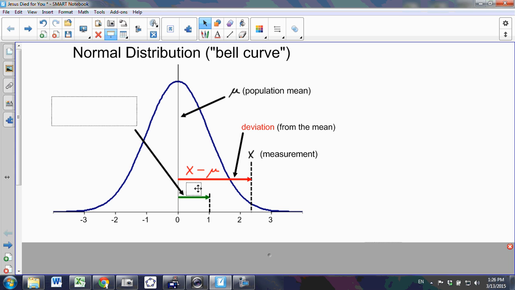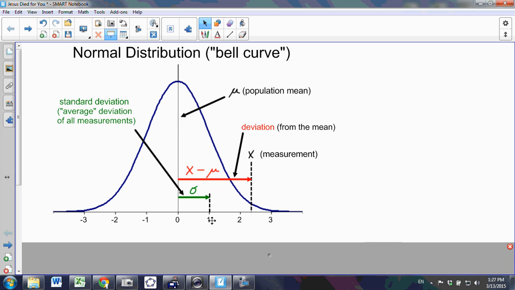Now, if you took all these deviations, all those red deviations, the average of all those deviations would be this guy, and he has the symbol sigma. He is the standard deviation. It's pretty much the average of all of the deviations of all of the weights, or whatever's being measured.